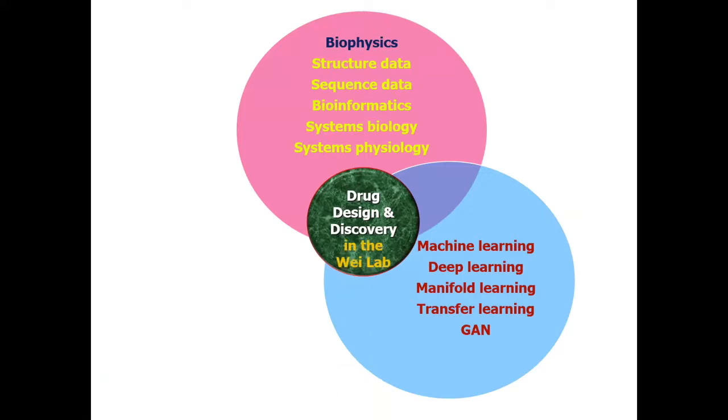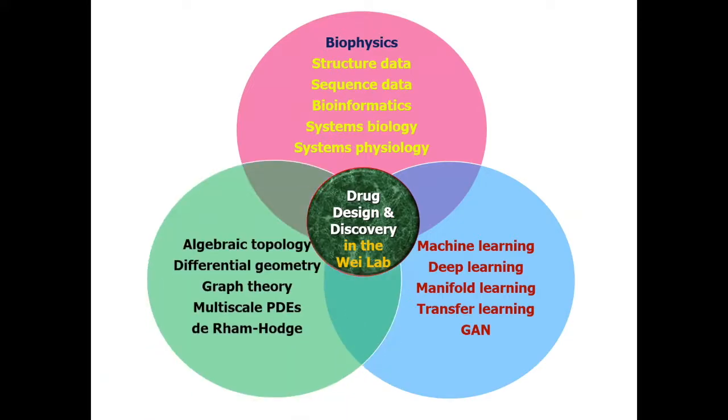In my lab, we actually have a different dimension over there. We use something quite unique: algebraic topology, differential geometry, graph theory, multiscale PDEs, and also Hodge theory, things like that. I'm going to mention a little bit about this Hodge theory later. This is something unique to our approach, and then we make these things work better. This is our purpose.